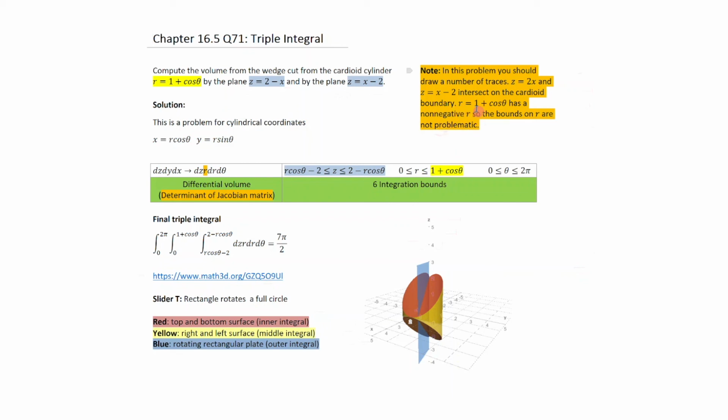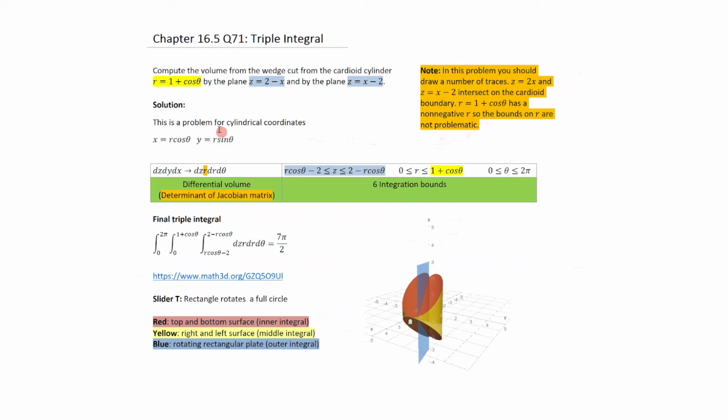Also, r equals 1 plus cos theta is non-negative. So you're not going to have any issues in terms of problems with this function. You constantly have to worry to make sure r doesn't go negative, because of course that's not possible, because r is defined only to be greater than or equal to 0.